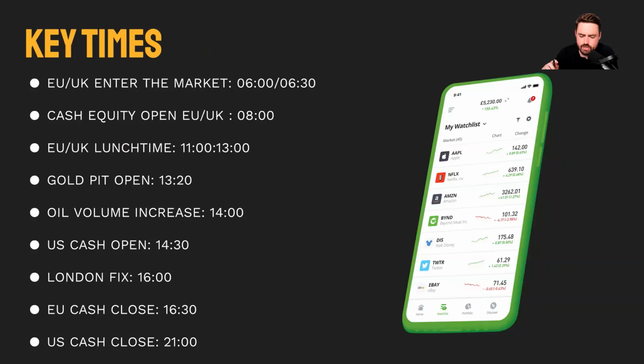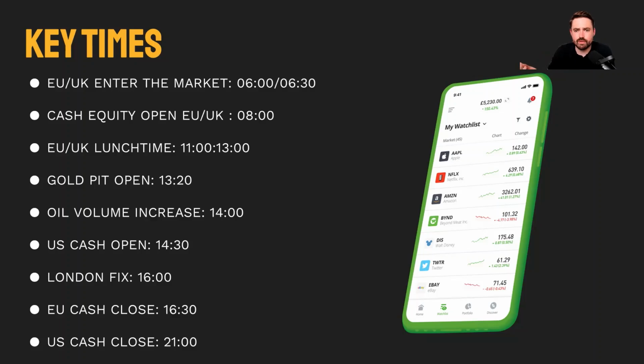Now, just before we continue, these are based off people in the UK. So if you're X hours ahead or behind, you're going to have to do a little bit of work here to work it out. But generally speaking, each day around 6 a.m., 6:30, you've got European and UK participants entering the market. So FX volumes start to pick up a little bit.